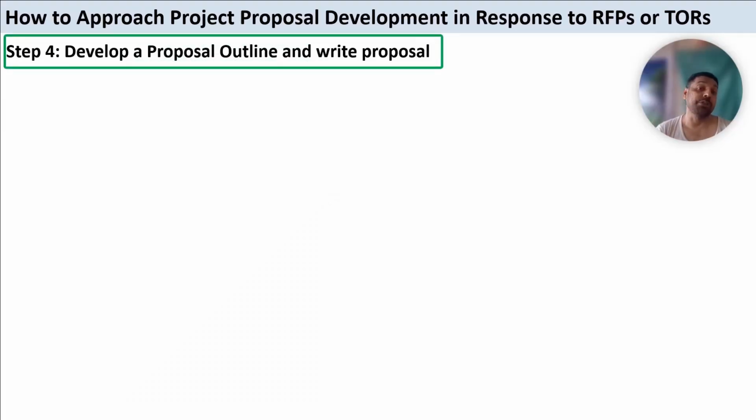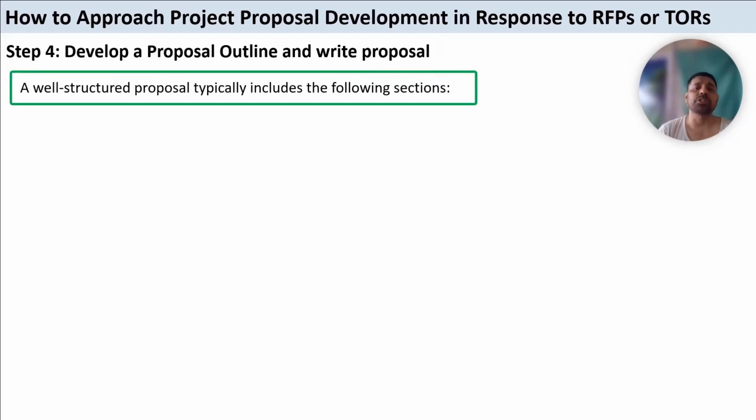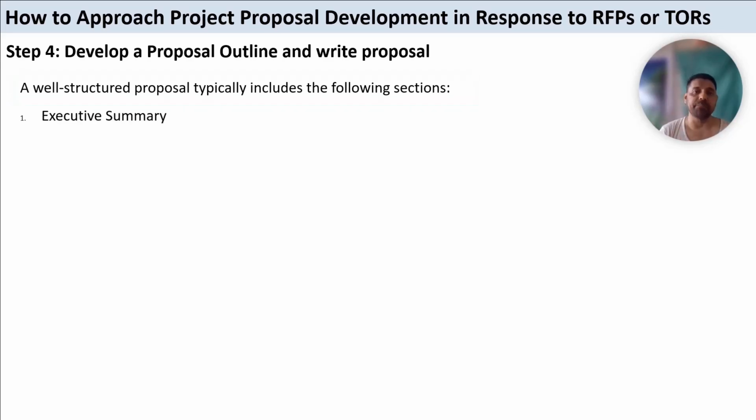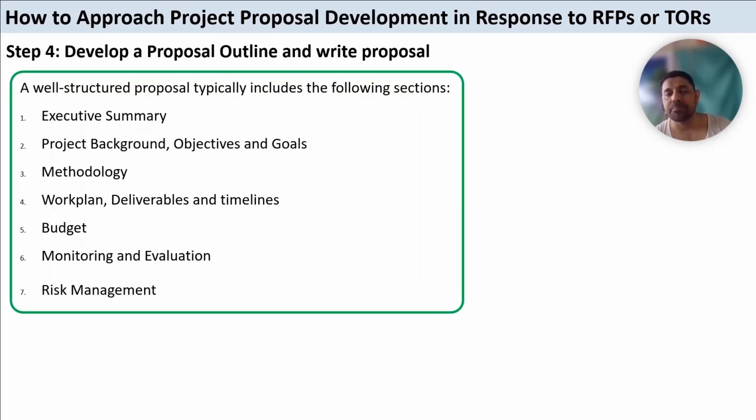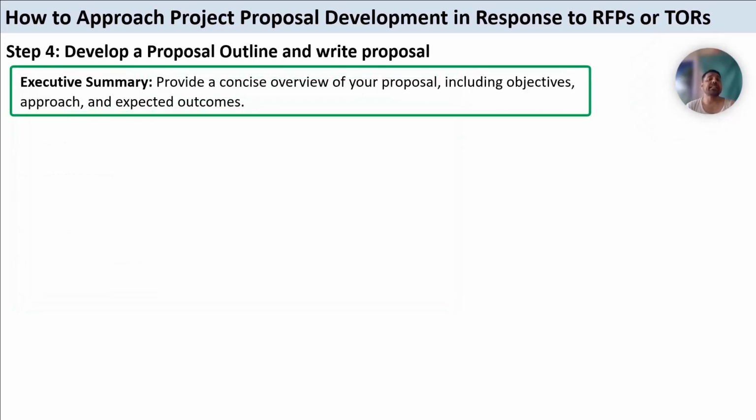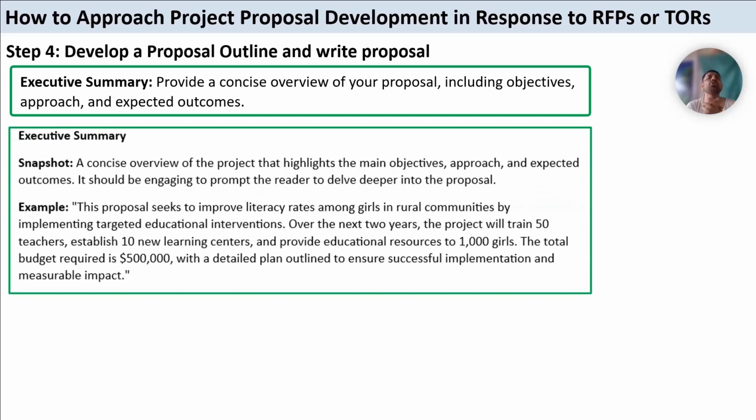The fourth step is to develop a proposal outline and write the proposal. A well-structured proposal typically includes the following sections. Number one, executive summary. Next are project background, objectives and goals, methodology, work plan, deliverables and timelines, budget, monitoring and evaluation activities, and risk management. Let's briefly discuss each section. The executive summary provides a concise overview of your proposal, including objective, approach, and expected outcomes. This is usually developed at the end when you complete writing the proposal.